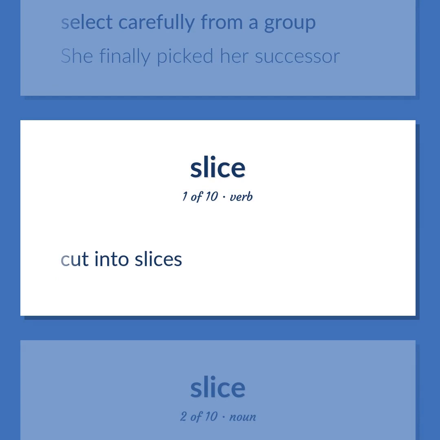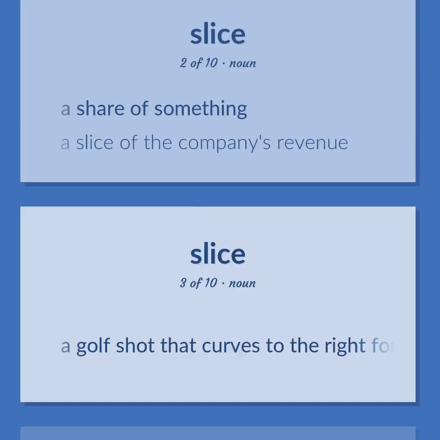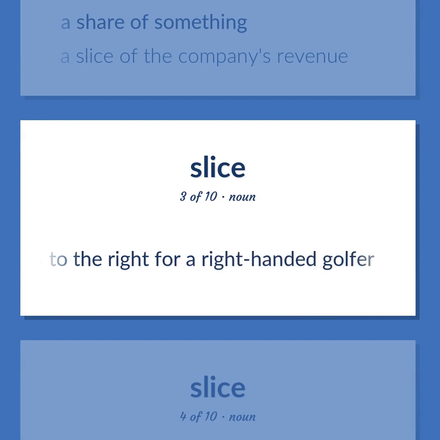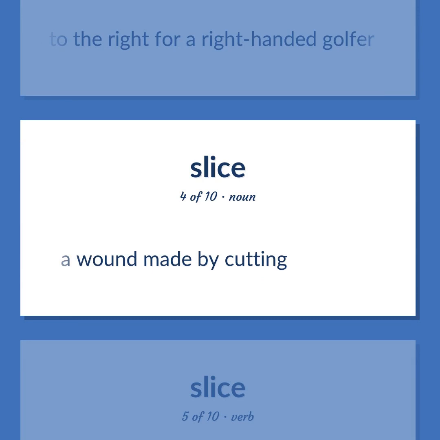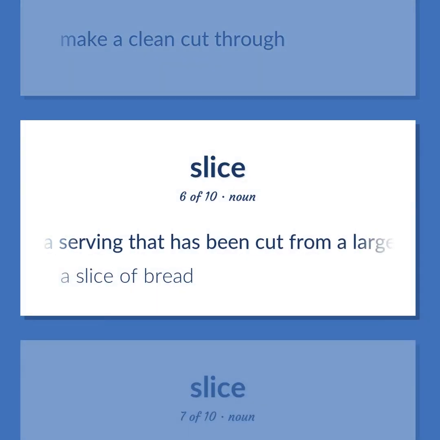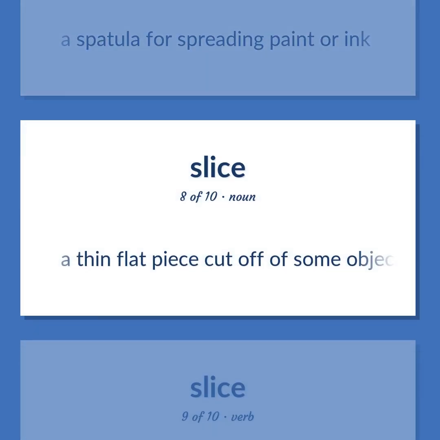Cut into slices. A share of something. A slice of the company's revenue. A golf shot that curves to the right for a right-handed golfer. A wound made by cutting. Make a clean cut through. A serving that has been cut from a larger portion. A slice of bread. A spatula for spreading paint or ink. A thin flat piece cut off of some object.